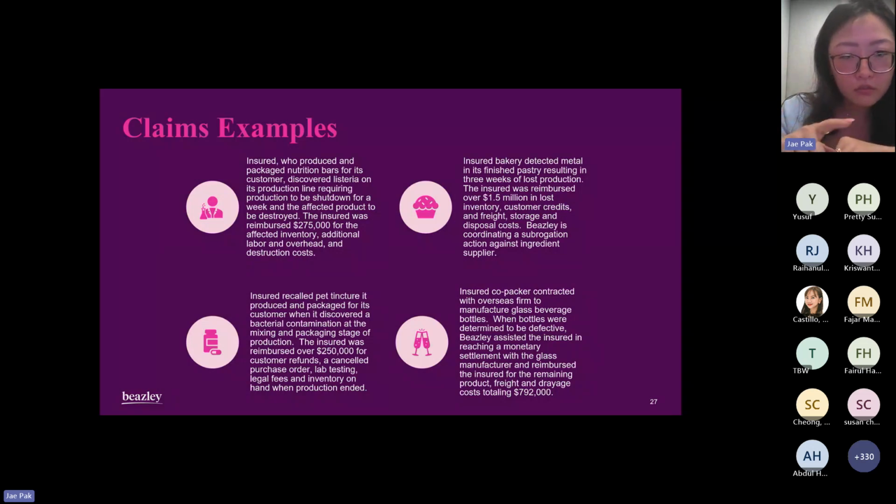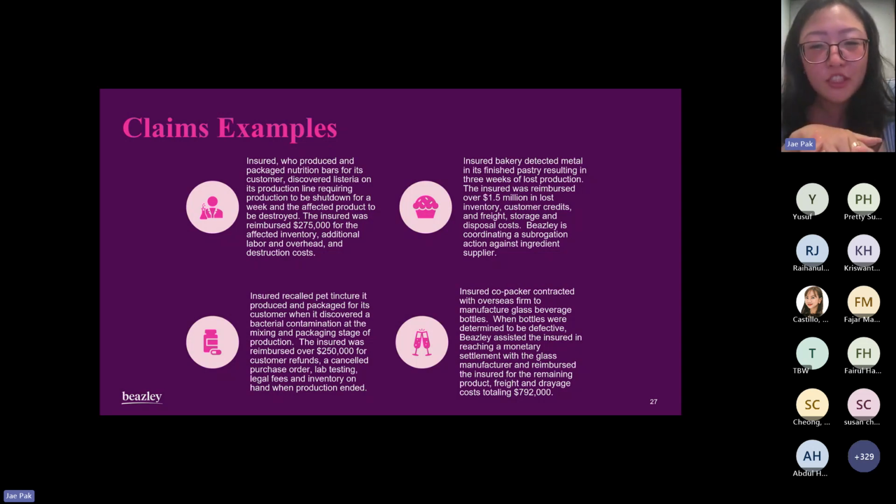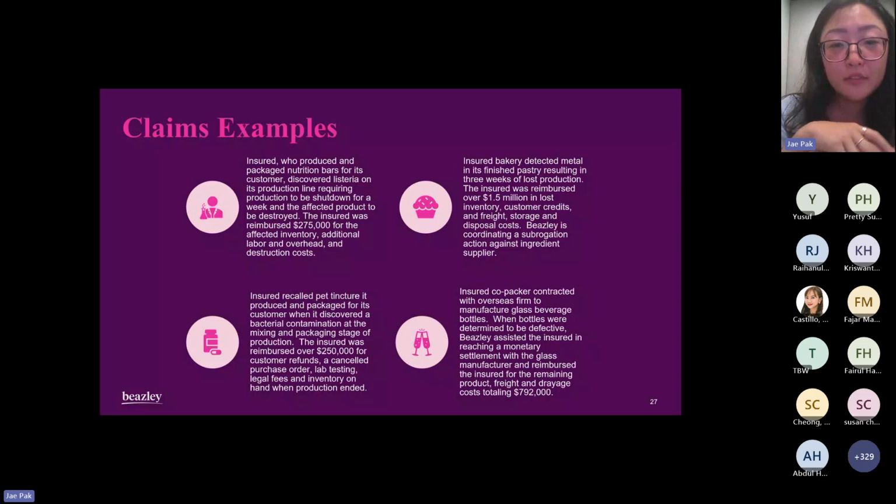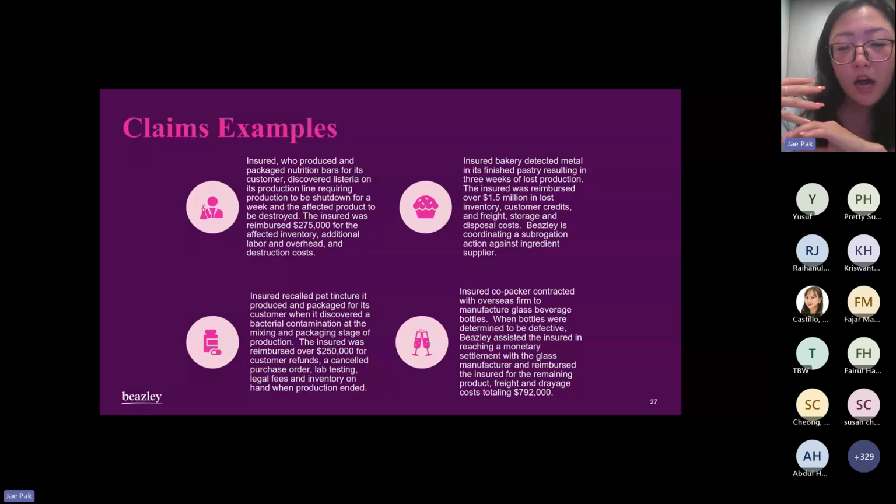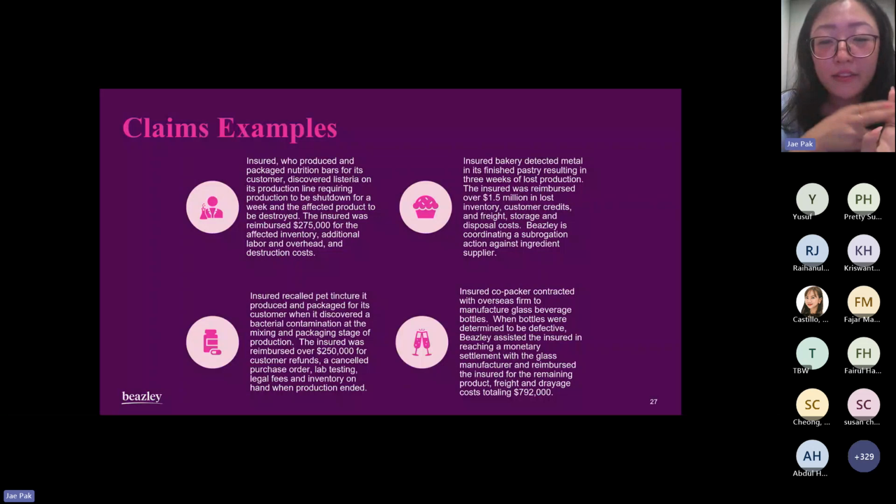And I also wanted to go to the bottom right. So that's the one with the two glasses. So we also had an insured. They were a co-packer contracted with an overseas firm to manufacture glass bottles for their beverages. But when the bottles were received, it was determined that there was a laceration risk with the tip of the glass. So we ended up assisting the insured in reaching a monetary settlement with the glass manufacturer, and they were reimbursed for about $792 in costs, and that's from the cost of the product, the freight, the drayage, all that.